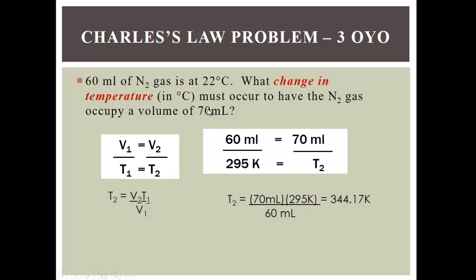Well, we know we start at 22 degrees Celsius, so for the final temperature I'm going to have to convert this to Celsius. So I'm going to subtract 273 from it, and I end up with a final temperature of 71.17 degrees Celsius. So it wants the change, so I'm going to take 71.17 minus our initial temperature, and we get a change of 49.17 degrees Celsius. So watch out for these little trick questions. What do they ask for? Do they want the final temperature, or are they looking for a change in temperature?